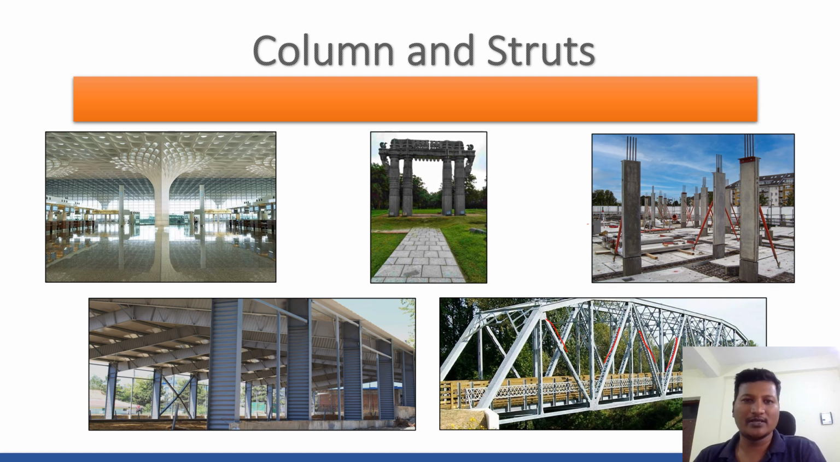So basically what is a column and a strut? Columns and struts are structural elements used in construction, that is in the civil engineering field, and you can see these elements in automobile engineering. You can see them in the field of aerospace engineering, which are basically subjected to axial compressive load.